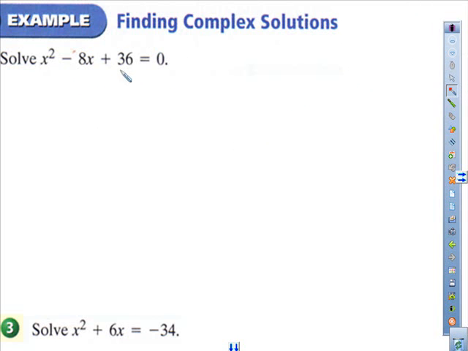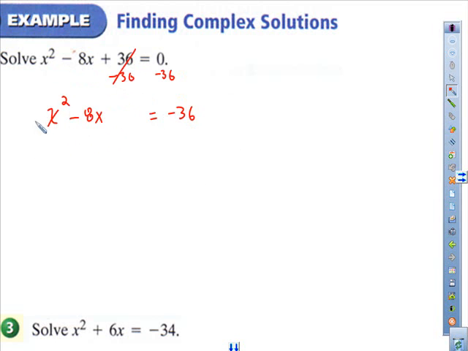Alright, now, so first step, get a and b together on one side. So we're going to minus c. So we'll get x squared minus 8x. Leave a blank spot because we're going to add something to both sides. Is equal to negative 36.